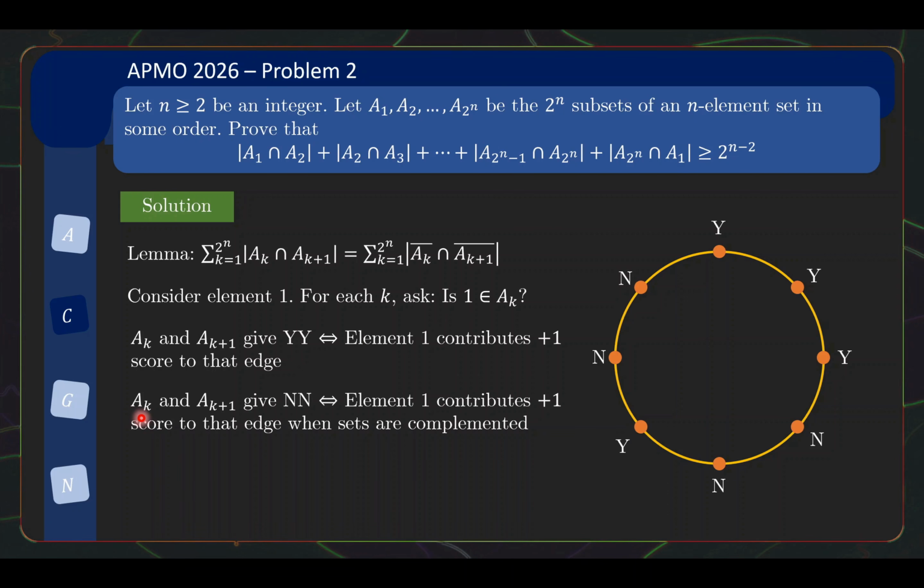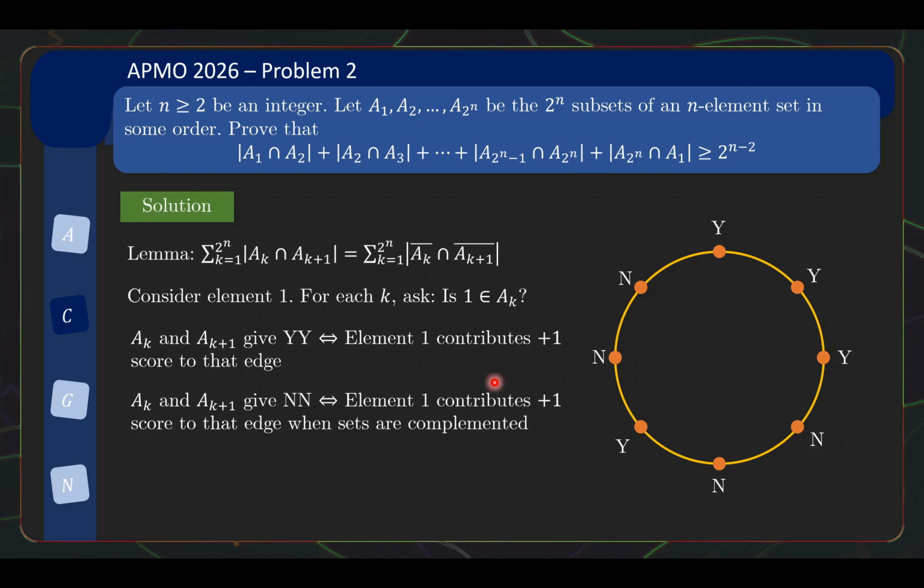And at the same time, if A_k and A_(k+1) give no, no, then element 1 will contribute plus 1 score to the edge when sets are complemented. So instead, if we have no, no, then if we take the complement of everything, it will have been 1 is inside and 1 is inside. So in the intersection of the complement, the element 1 would be inside the intersection, right? And it will contribute a score of 1 to this edge.